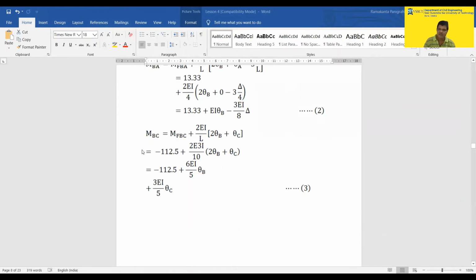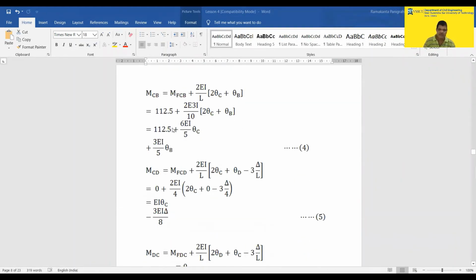Similarly for MBC, in case of MBC, again you can say delta is equal to 0. So we can write that value, that MBC is equal to 0. Here delta is equal to 0. Now we can go to MCD, MDC, similarly. All these you have to find out.